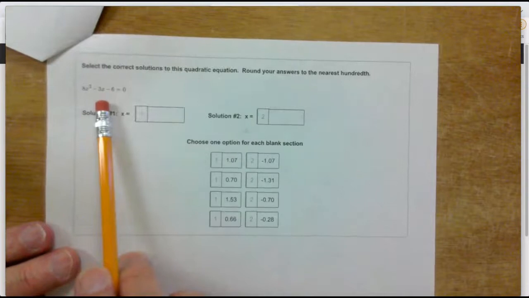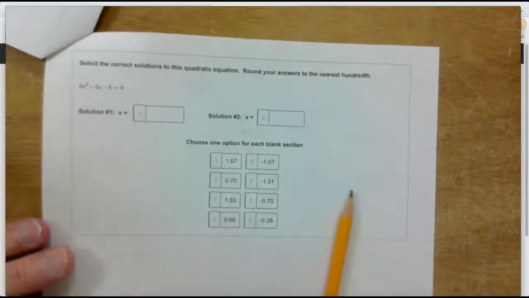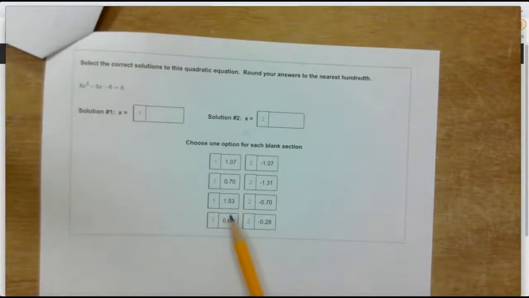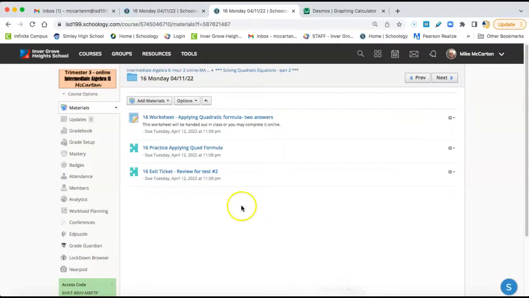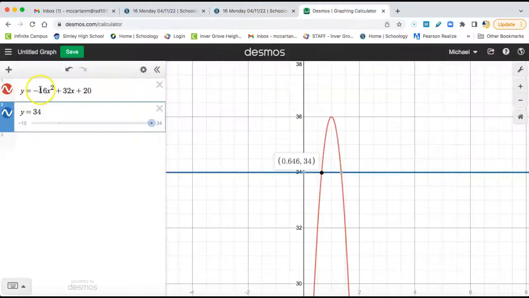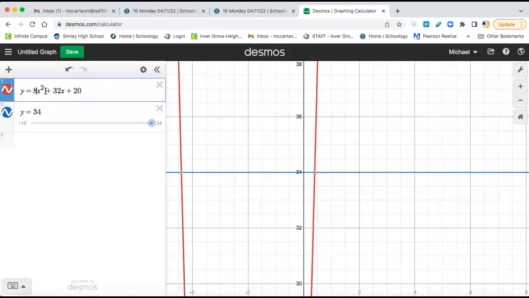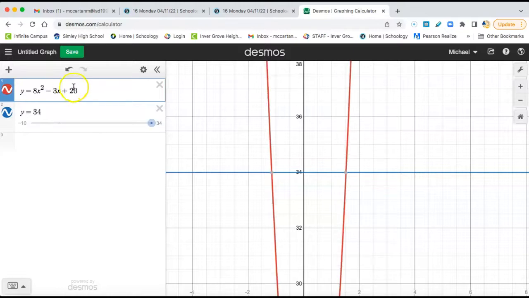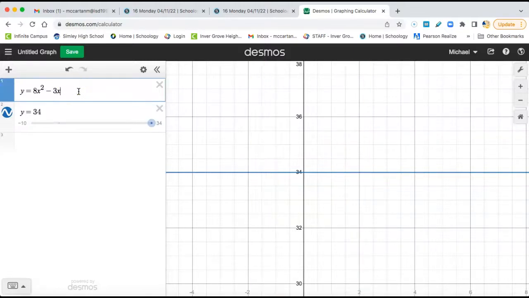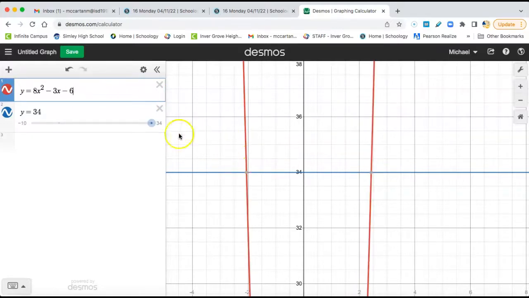Right, the last one, guys, they want an approximation. And you can put this in Desmos. So that's what I'm going to do. I'm going to go to Desmos and see where it crosses the x-axis. All right, guys, this starts with 8x squared minus 3x minus 6.